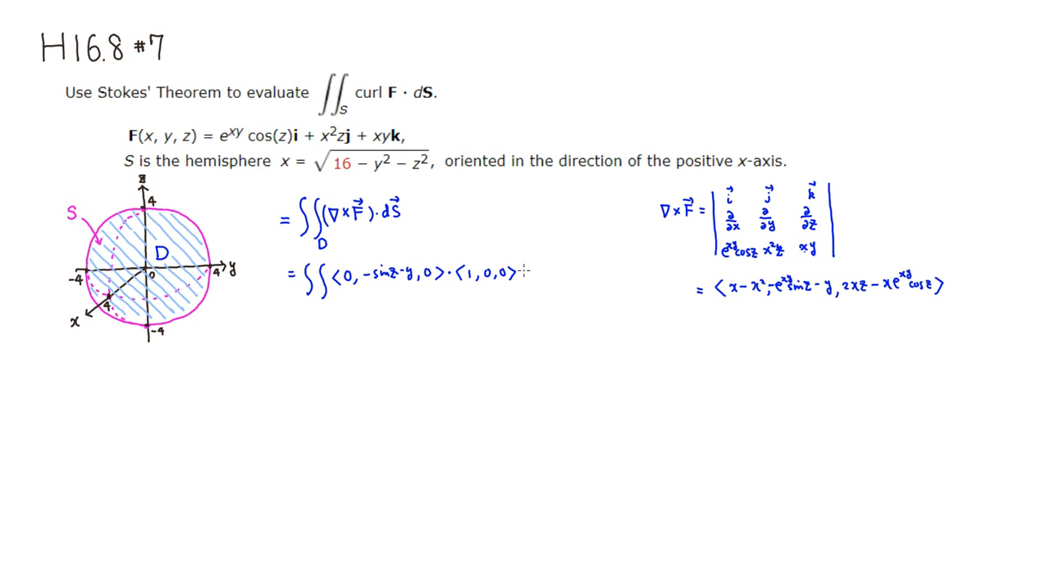Then we're going to do dA over this disk D. But as you can see, if you take the dot product, this is going to be 0 plus 0 plus 0. So this is actually 0. The integral of 0 over anything is 0. Therefore, the value of the integral is actually 0.